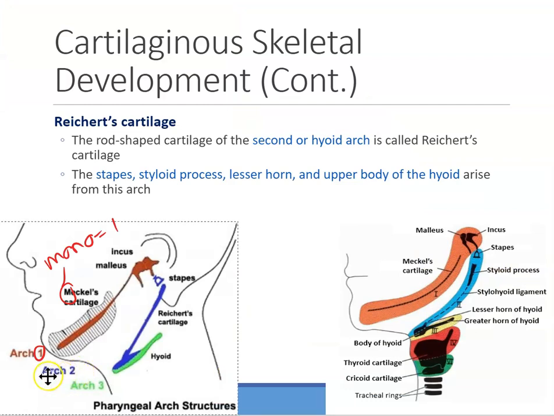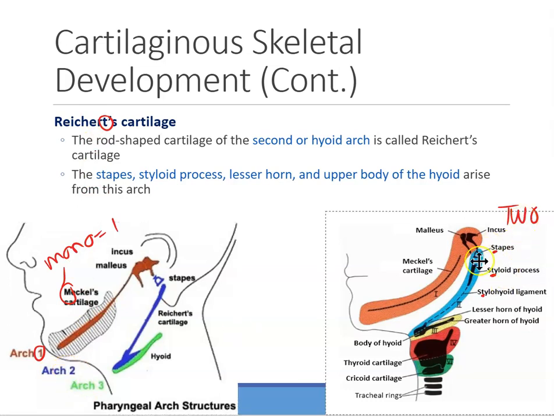So how can you remember that the second arc derives all of these things, like the stapes, the styloid process, and also the Stylohyoid Ligament? It's a ligament. I want you to look at this word. Stapes has the letter T, styloid has the letter T, Stylohyoid Ligament has the letter T. T for 2. And Reichert's also has the letter T. So from arc 2, these are all the things that get derived from it.